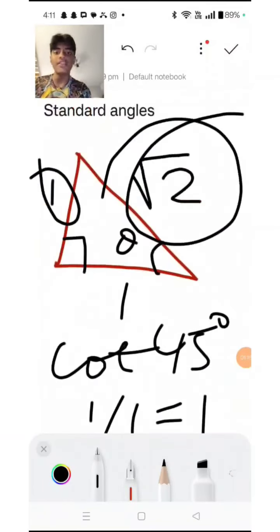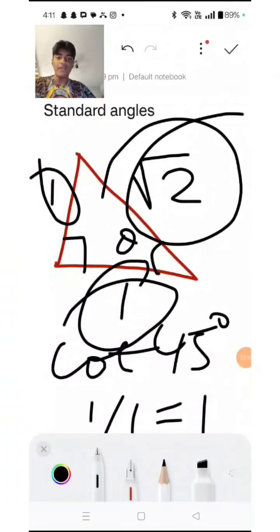So you just need to remember these three sides of the right angle triangle. If you remember the sides of the right angle triangle, you just apply your formula P by H, B by H, P by B, right?